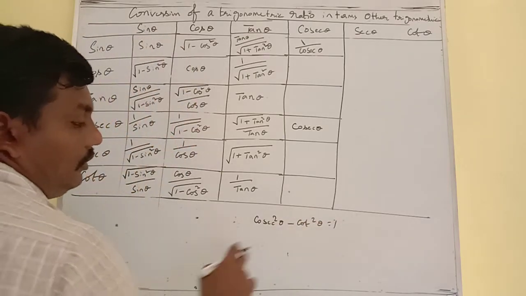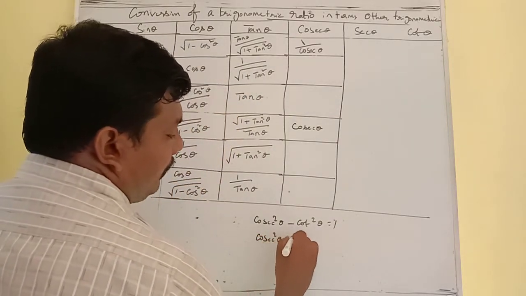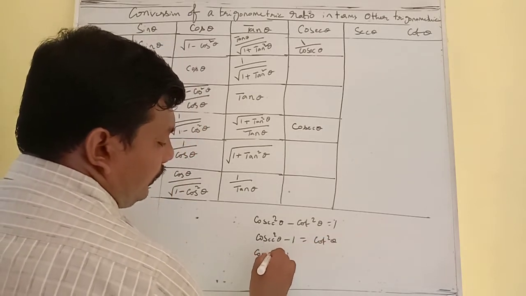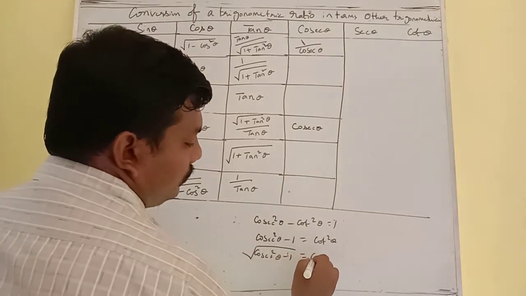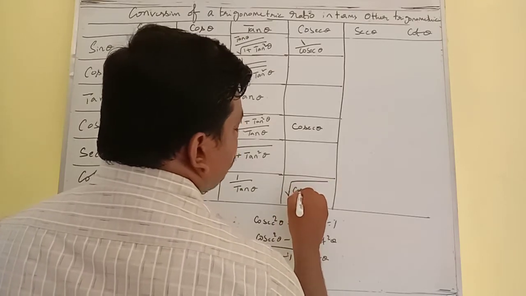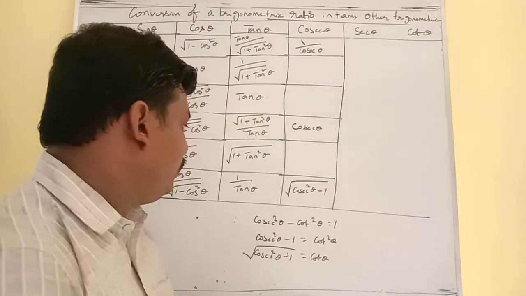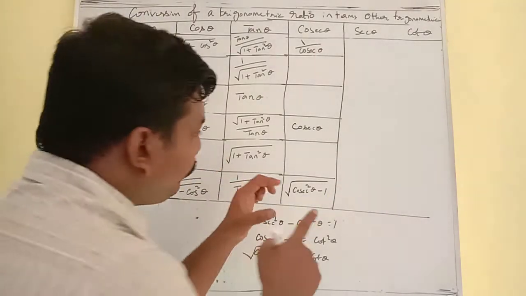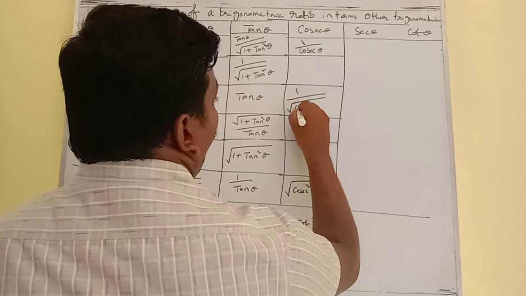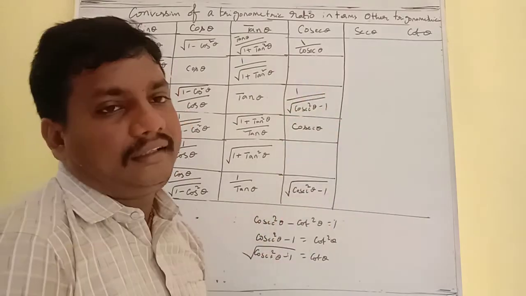Then I can write, take cot square theta to this side and 1 to the other side. It becomes cosec square theta minus 1 is equal to cot square theta. Then root of cosec square theta minus 1 is equal to cot theta. So in the place of cot theta we can write root of cosec square theta minus 1. Once you know cot theta, we are able to find tan theta. That is the reciprocal of cot theta, that is 1 by root of cosec square theta minus 1.